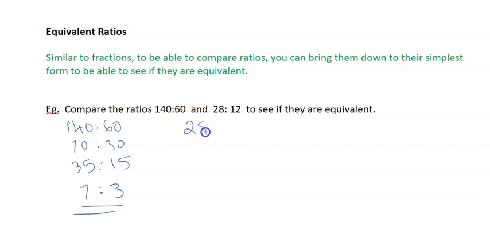Again, I'm going to go to the other ratio and I'm going to do the same thing. So I'm going to find a common factor between them. I can see that they're both even, so I can start there. Or I can also see that they're both divisible by 4. So 28 divided by 4 is 7, 12 divided by 4 is 3. Straight away in one step, I can see that yes, they are equivalent.